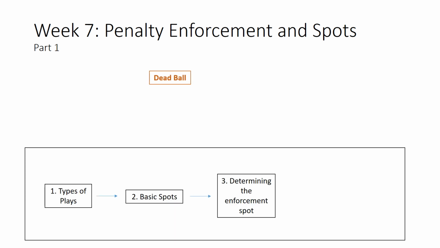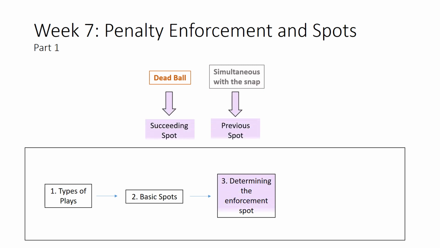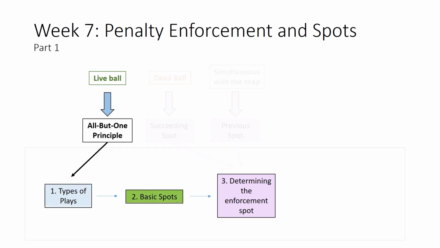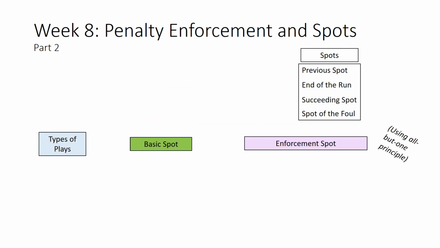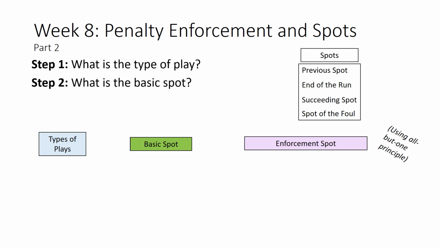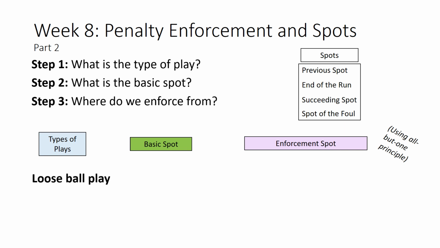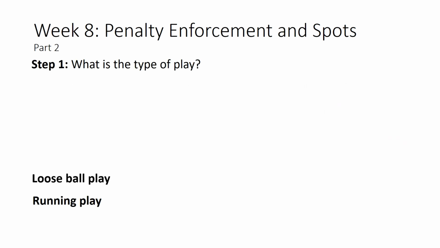The enforcement spot is already prescribed for dead ball fouls and fouls simultaneous with the snap, but for live ball fouls, we need to determine the enforcement spot using the all but one principle. Our process begins with determining the type of play, finding the basic spot, and then finding the enforcement spot. Our types of plays include a loose ball play and a running play. We covered the running play quite a bit last week, so let's cover the loose ball play this week.